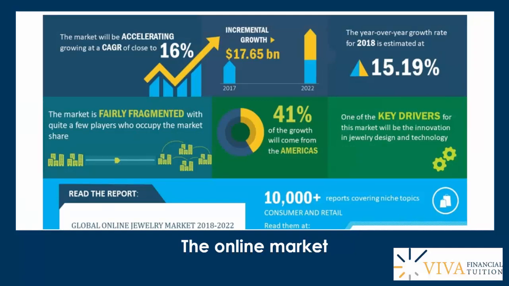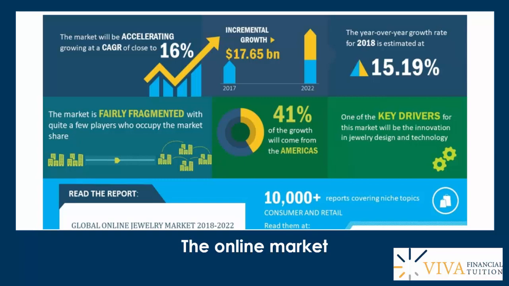We'll come back to the issue of brand a little bit later on, but here we're shifting the focus now to the online jewellery market, which is becoming increasingly important. The market will be accelerating, growing at a compound annual growth rate of close to 16%. That is a very, very healthy growth rate indeed. Incremental growth, and this is projected to 2022, bear in mind, incremental growth of 17.65 billion US dollars. The year-over-year growth rate for 2018 is estimated to have been at 15.19%. That is a huge, huge growth rate.